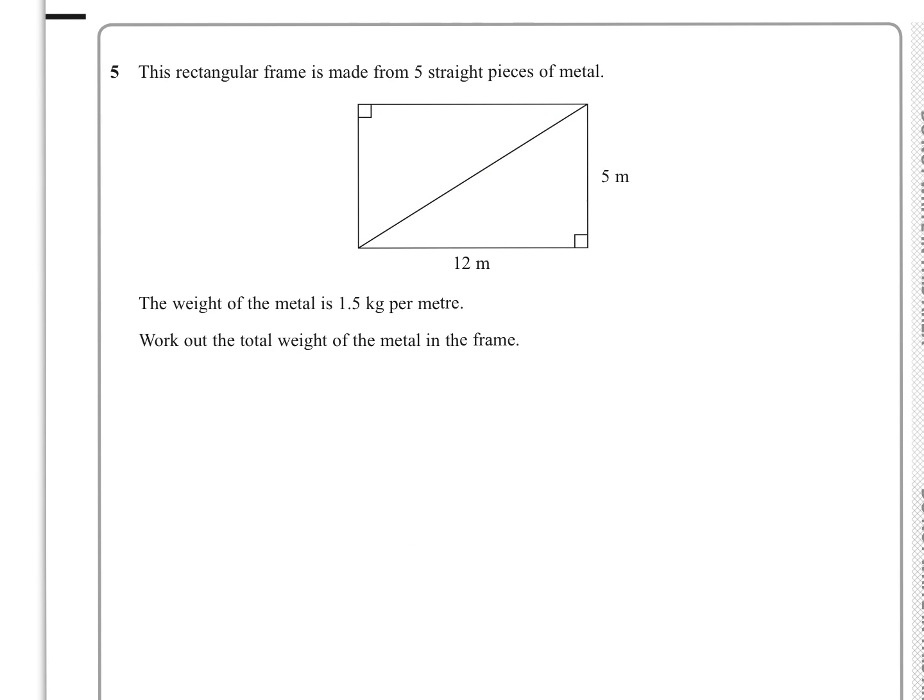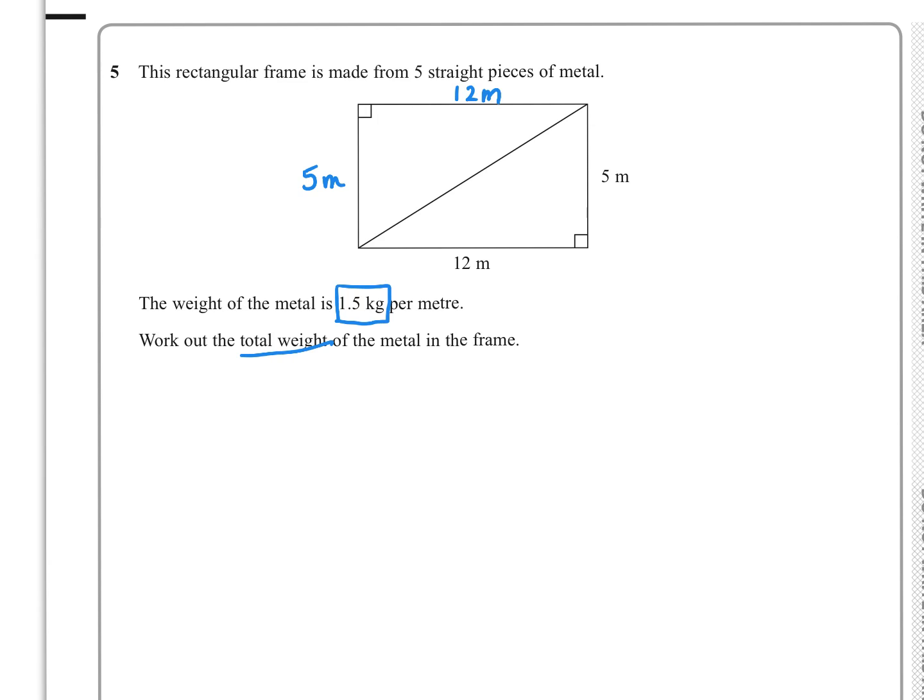Question 5. It says that the rectangular frame is made from 5 straight pieces of metal, and we know that the weight of the metal is 1.5 kilograms per metre. We've got to work out the total weight. Well, we can write in the parts that might help us. So if that bit was 5 metres, then that's going to be 5 metres, and this top part's going to be 12 metres as well.